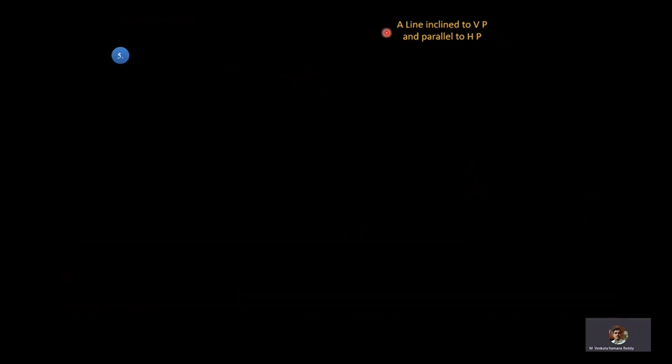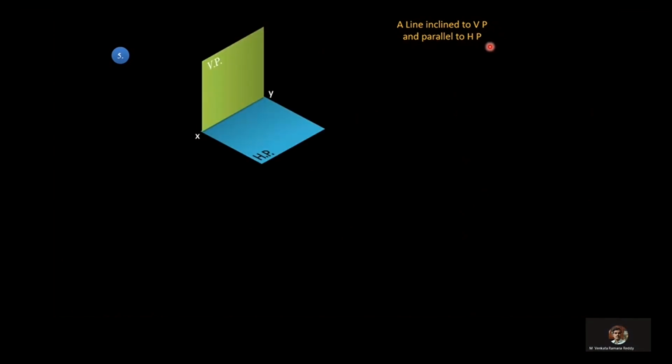We are discussing now projection of straight lines. Under this, the present case is a line inclined to VP and parallel to HP. Here, line AB is inclined to VP. Inclination to VP can be seen in which view? Top view. And this is the direction of front view. As a first step, we will draw projectors from both ends of the line in top view, because in top view we are able to see the true length.